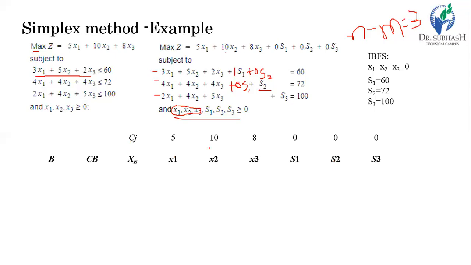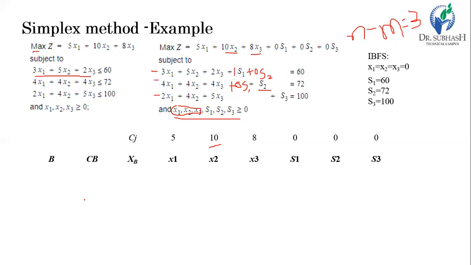10 is the coefficient of x2 in the objective function. For x3, 8 is the coefficient, and it is written above the x3. For s1, s2, s3, 0 is the coefficient, so we put 0 here. So this is just a basic construction of how to make a table. We do not start any process or check optimality. This is just a preparation or pre-planning.